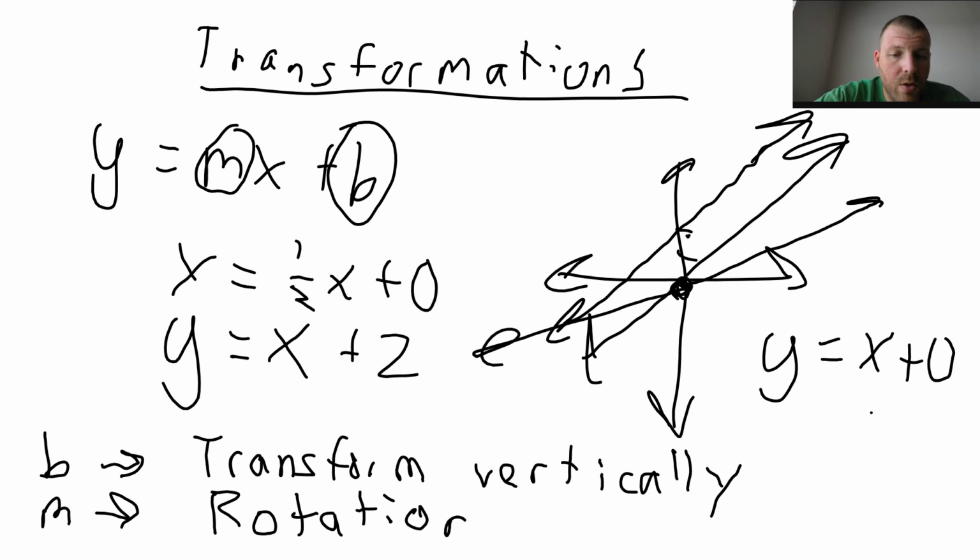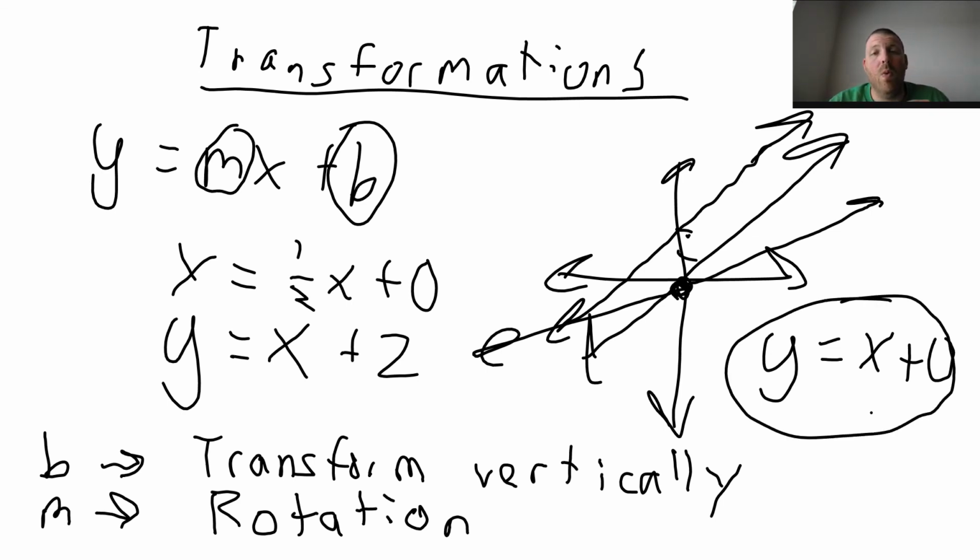So you just need to know that if we change b or m, these lines are going to transform, and they are based off of this parent function. Where do they move in terms of the parent function? And that's transforming linear functions.